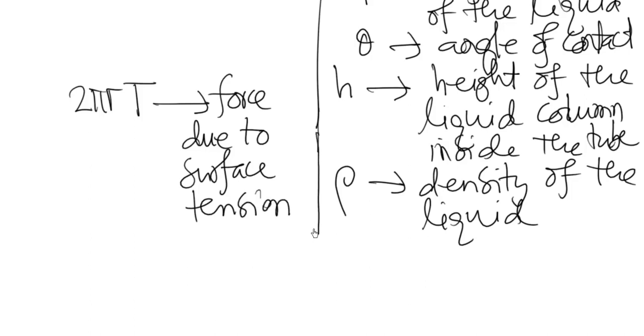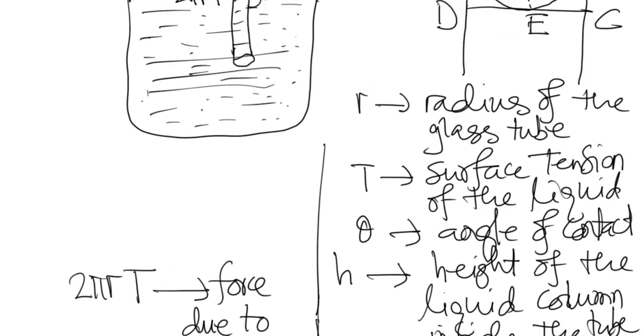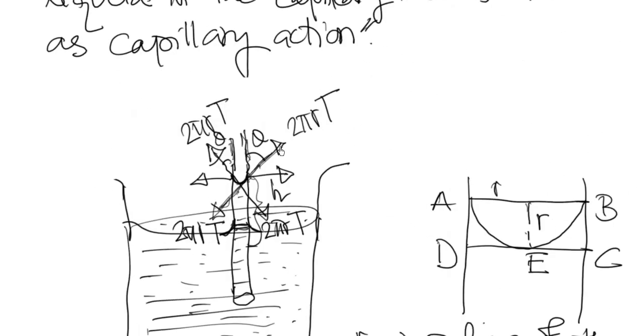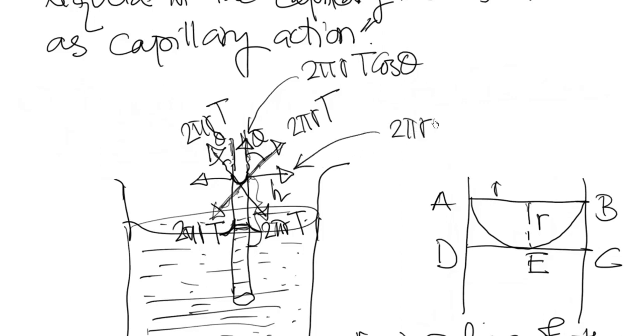And this force will be just opposite to the inward force. If this force is resolved into two perpendicular components, one is along this direction, this is 2πrT, so this will be cos θ, and this one will be 2πrT sin θ.